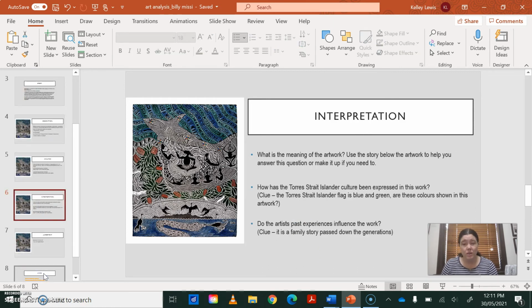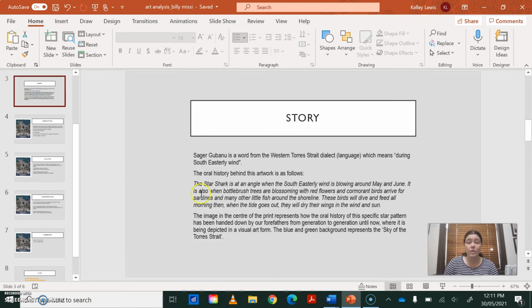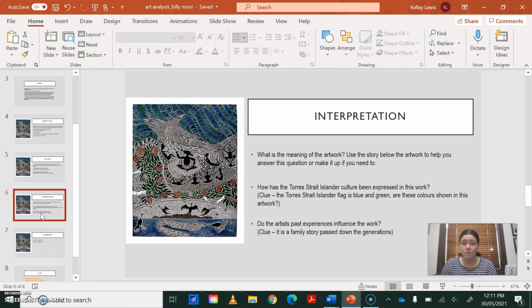Interpretation. So there's 2 ways you can answer this. You could either look at the story again and see what you think the meaning is. Some people think it's about the seasonal change. You might look at the work and you might see something different. And I've had lots of different ways of people thinking about this particular work.